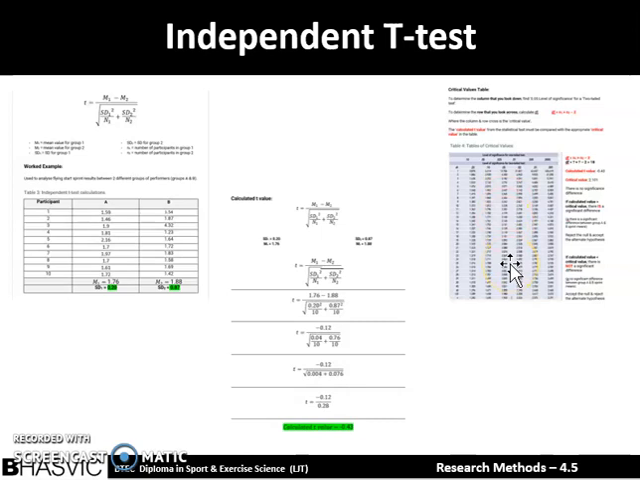So the critical value I had was 2.101. So if the calculated value is higher than the critical value, there is a significant difference. However, if the calculated value is lower than the critical value, there is no significant difference. As my 0.43 is lower than 2.101, there is no significant difference in this data here.